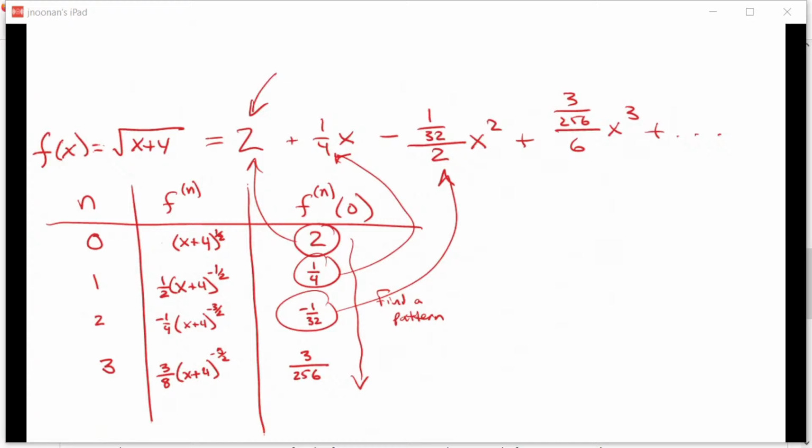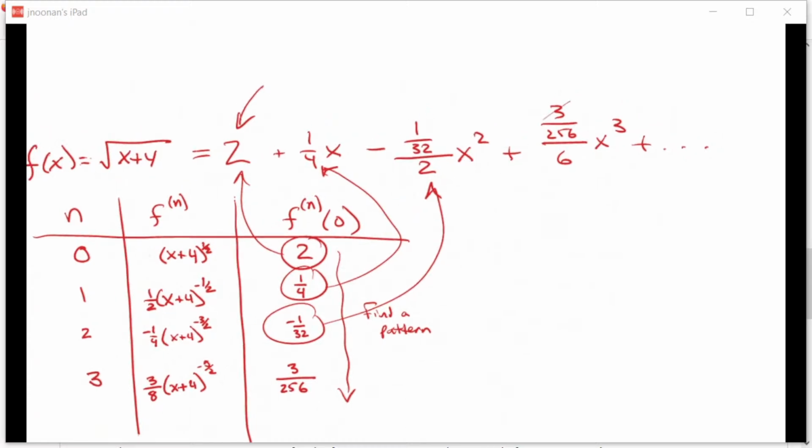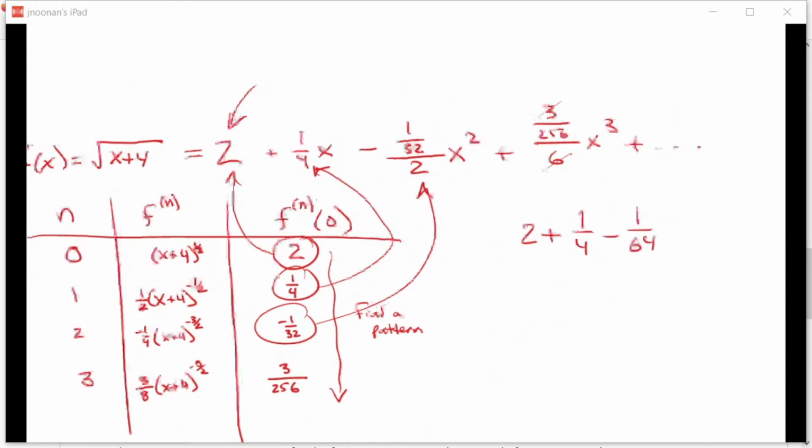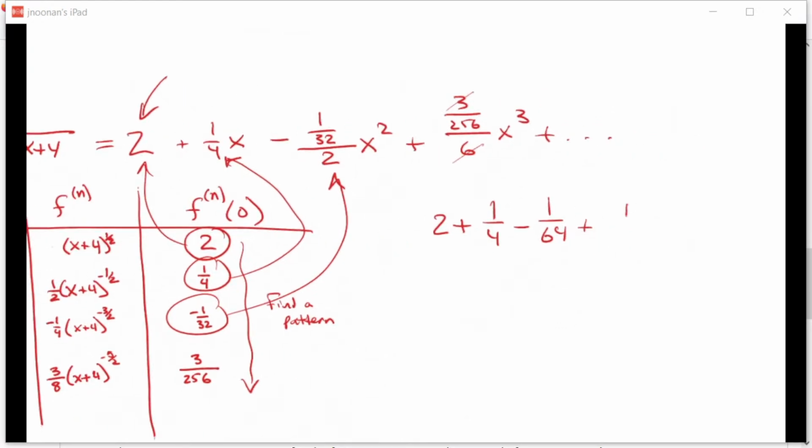I was hoping there was something I could, oh, wait a minute, can I exploit this? 3 cancels with 6. Maybe I can. Let me write it out. So this is going to be 2 plus 1/4 minus 1/64 plus 1/512. Oh, sorry, the x, I was looking at the sequence. Ooh, because this is 2 squared. And then this is going to be 2 squared, and then this is 2 to the 6th, and this is 2 to the 9th.